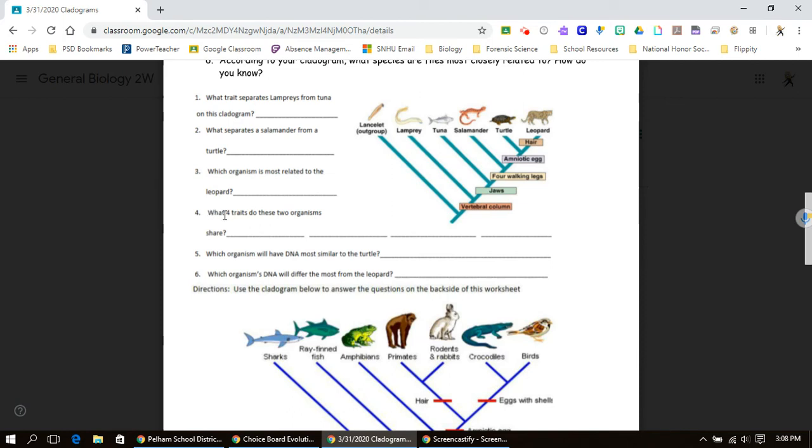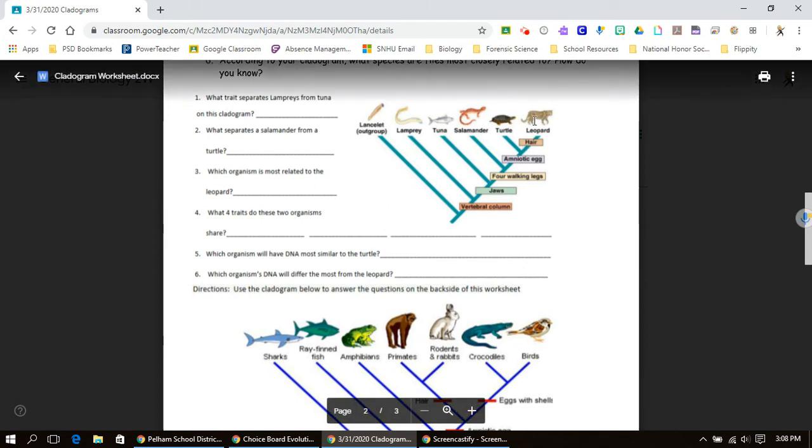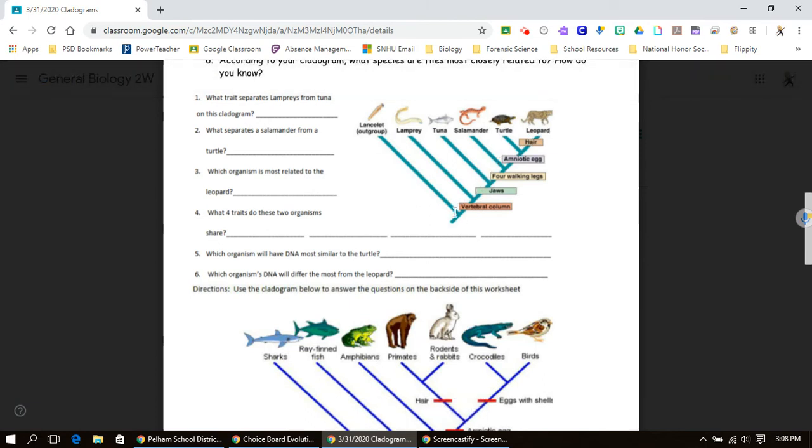4. What 4 traits do these 2 organisms share? So this one's talking about the leopard and the turtle, which would share all of these traits here, except the amniotic egg. So hair, 4 walking legs, jaws, and vertebrae.